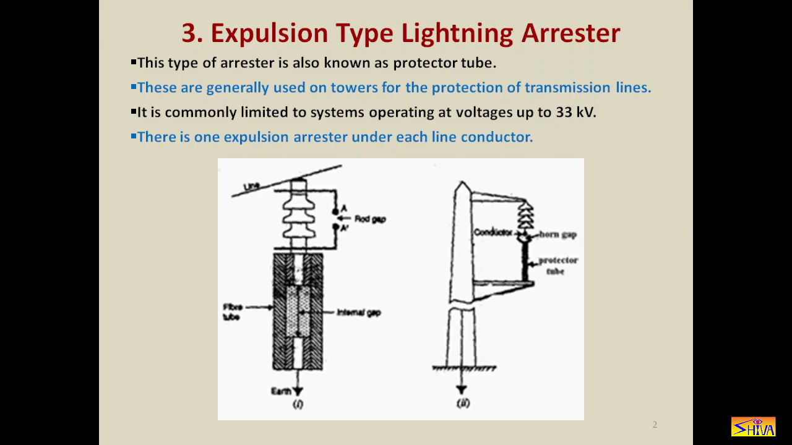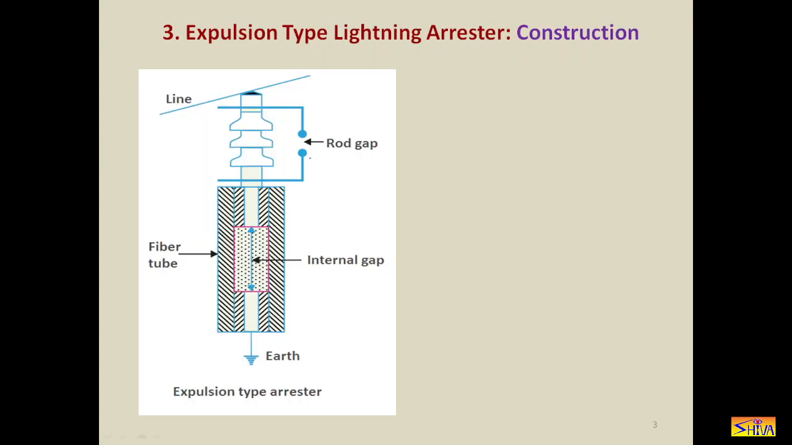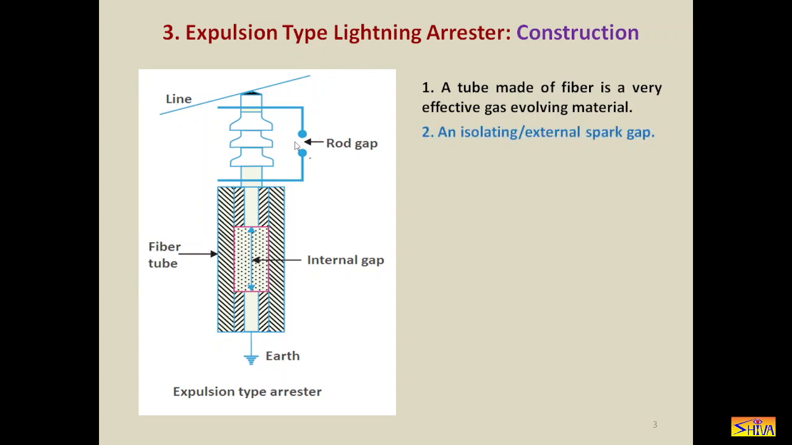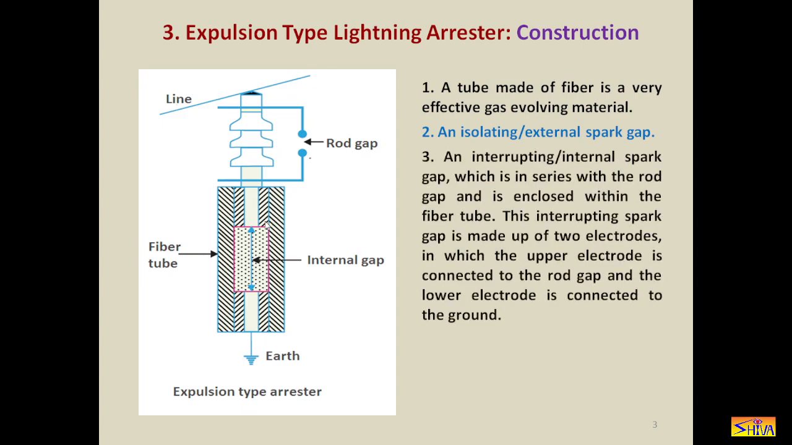Now let us see the construction of this lightning arrestor. This is construction. First part is a tube that is made up of fiber, and this fiber is very effective gas evolving medium. This complete is fiber. Then there is an isolating or external spark gap. This is isolating or external spark gap. Then there is an interrupting or also called as internal spark gap, and this spark gap is in series with this external gap, and this internal gap is enclosed within the fiber tube. This also consists of two electrodes. Upper one is connected to the lower isolating spark gap, and the lower one is connected to the ground.